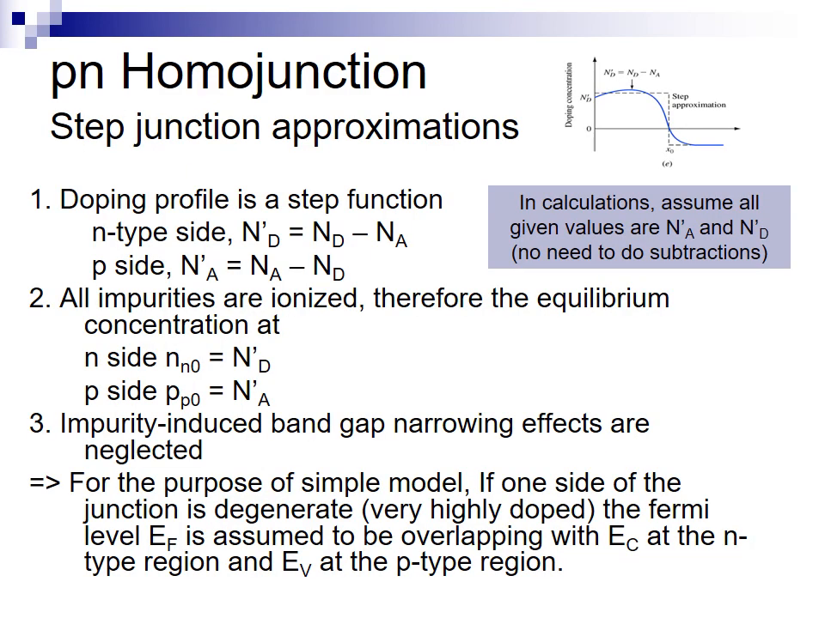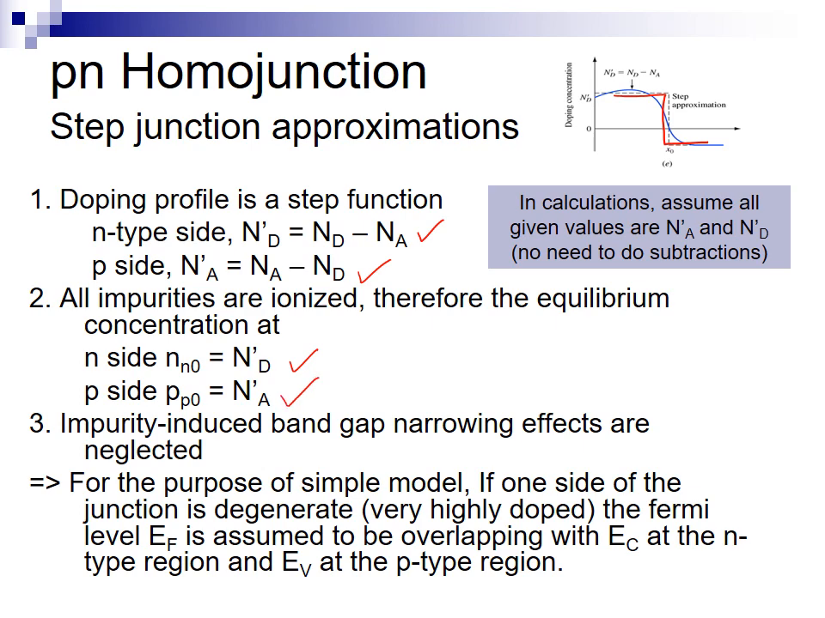The step junction approximations are listed here. We have seen that we have taken the doping profile as a step function. From the fabrication process, we have understood that the PN junction is made of compensated semiconductor. Thus, these equations are valid. But in the calculations that we are going to do during quantitative analysis, we will assume that all given values are N'A and N'D, meaning that we will use the values as they are. All impurities are ionized. Thus, the electron concentration at the n side, n_n0, is equal to N'D. The hole concentration at the p side, p_p0, is equal to N'A.